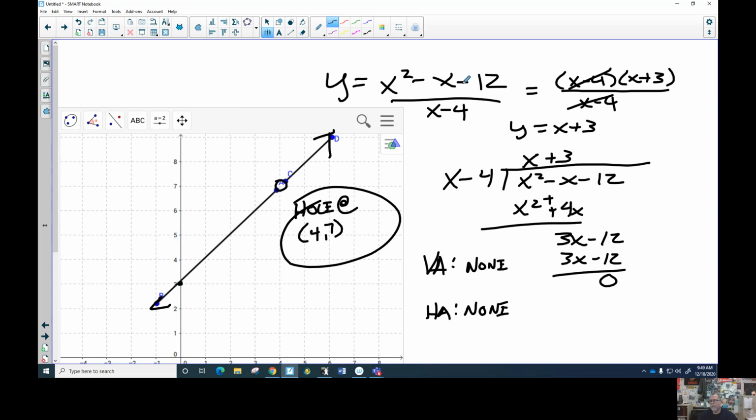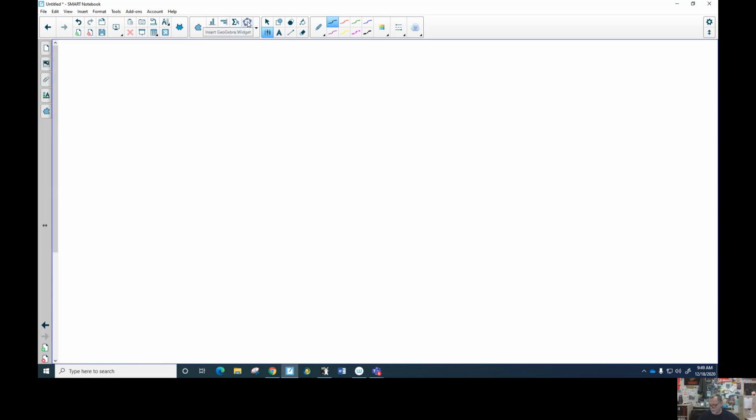And that happens when you have a term that's both top and bottom that cancels out, whether it's an x over an x, that kind of thing. Any of those, anything that cancels out that's a factor top and bottom would be that. All right, so let's look at something quite a bit more complex.